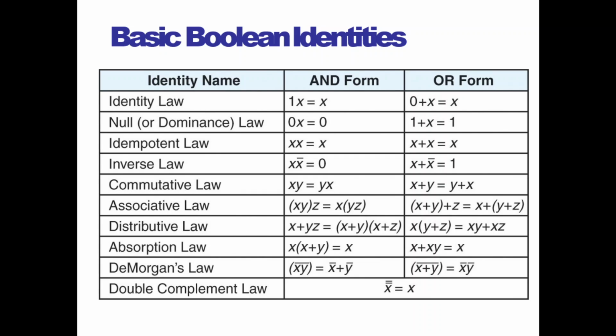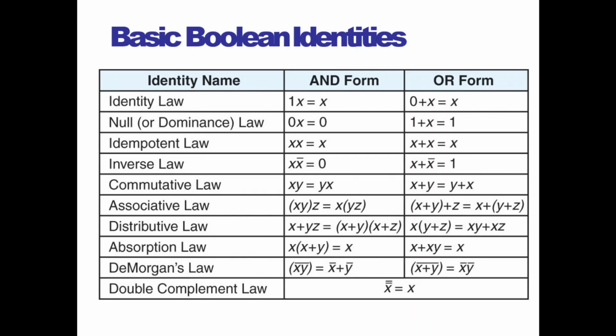These are basic Boolean identities. We might learn this one because these are really important. We have the identity law: 1 times x is equal to x, in AND form. The OR form is 0 plus x equals x. Then you have the null dominance law: 0 times x is 0, 1 plus x is 1.